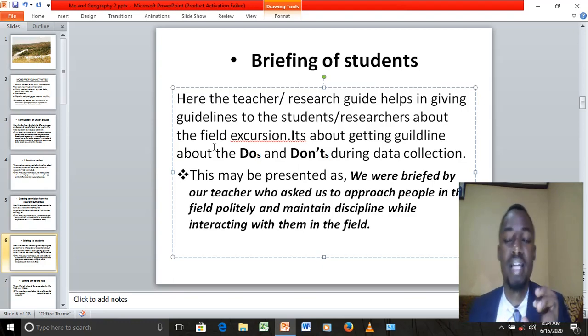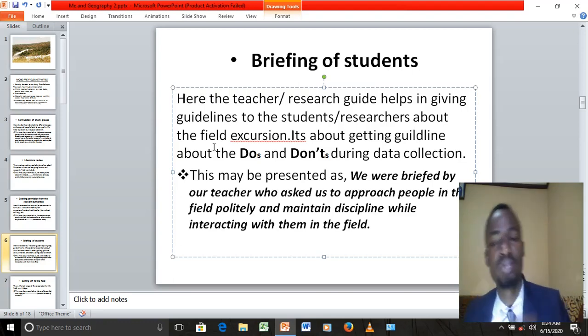So this may be presented as, before we go there, the teacher will come and tell you, please, when you go into the field, greet the person you're going to interview. Try to be appealing to these people because they don't know you. So you have to be appealing to them so that they will welcome you in their area. So this may be presented as, we were briefed by our teacher who asked us to approach the people in the field politely and maintain discipline while interacting with them in the field.